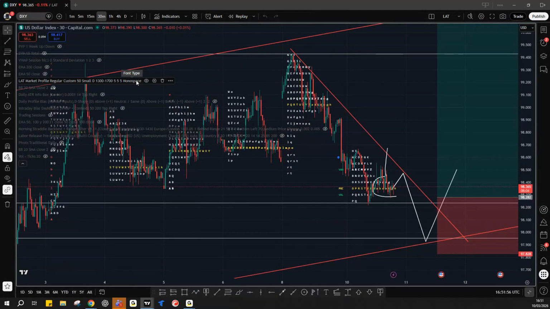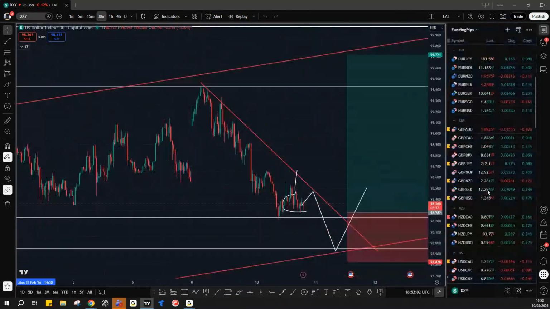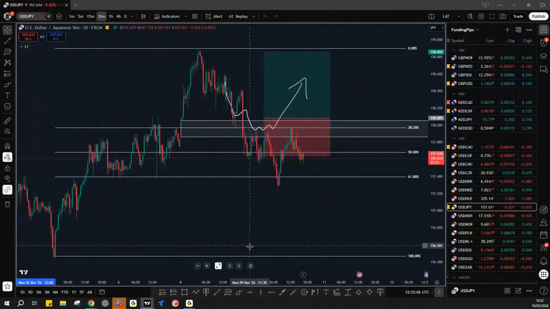Looking at dollar yen, we're also touching a trend line. Yeah, we had a little look at dollar yen yesterday, I think. Let's see how that's going on. Okay.